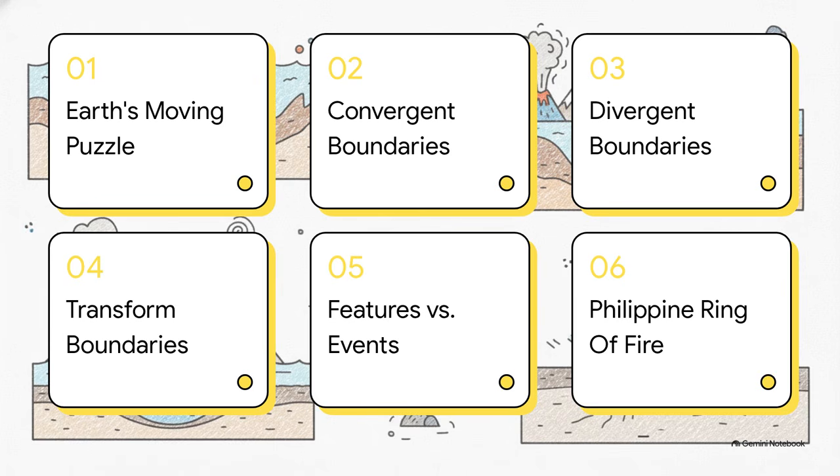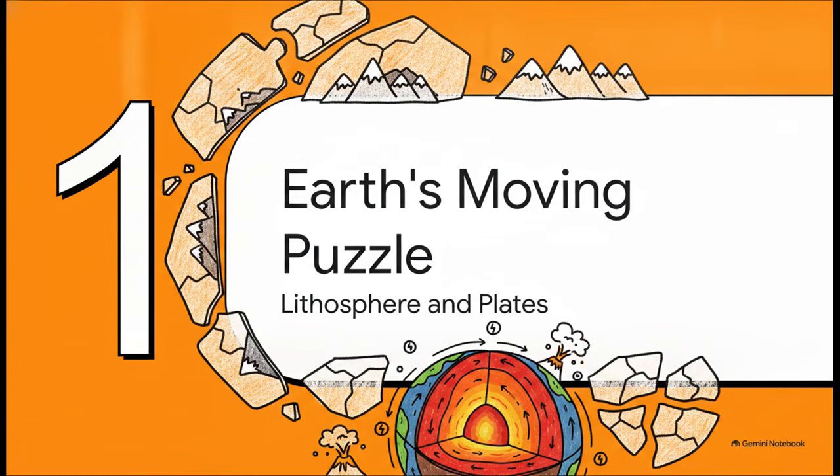Here is our roadmap for today's grade 9 science lesson under the MATATAG curriculum. We've got 1. The Earth's moving puzzle. 2. Convergent, the colliding plates. 3. Divergent, the spreading plates. 4. Transform, the sliding plates. 5. Features versus events explained. And finally, 6. The Philippine Ring of Fire. All right, let's dive into part 1, the Earth's moving puzzle.